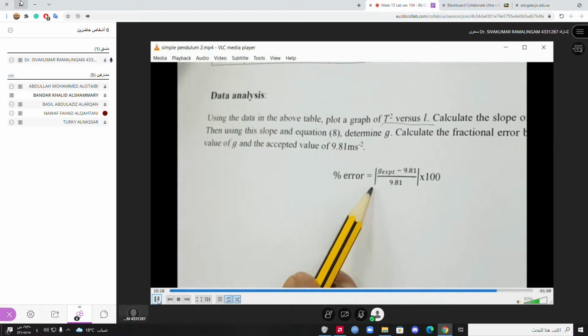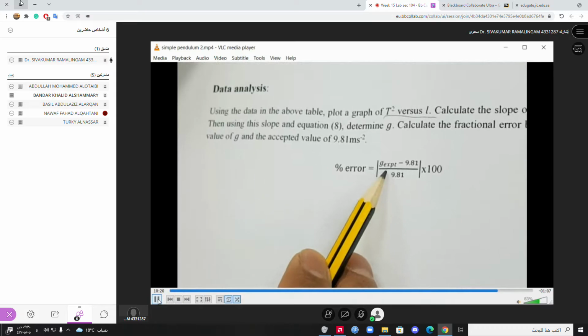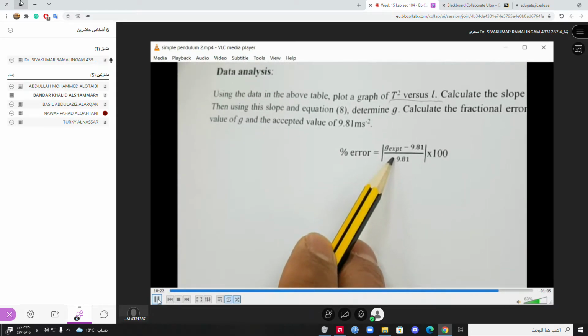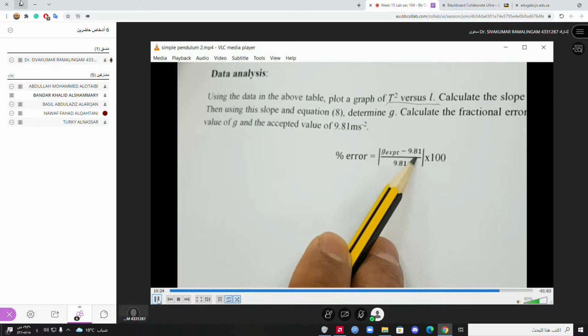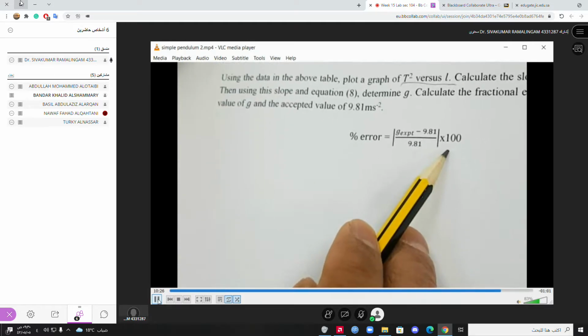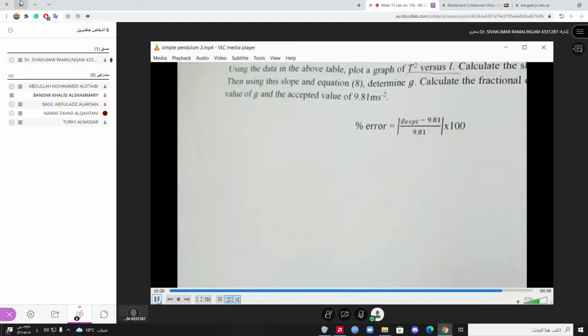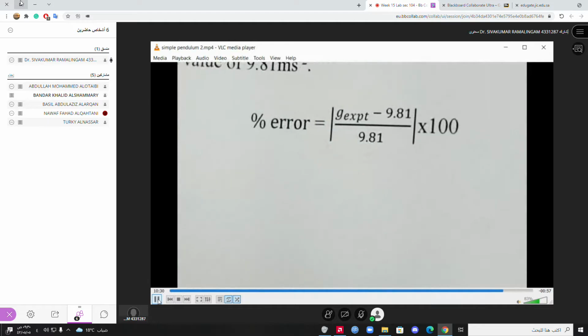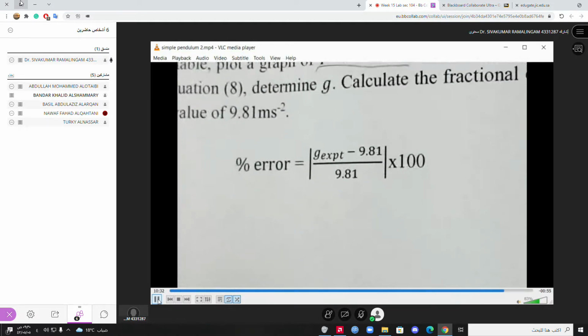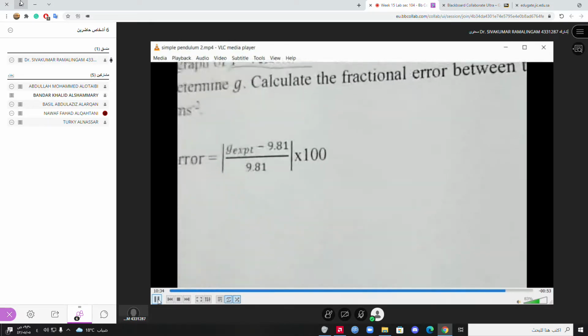And data analysis, percentage of error. The percentage of error in g: whatever experimental value I'm getting in the experiment, write it here, minus the expected value 9.81, divided by 9.81, into 100. And this gives you the percentage of error. I expect less than 5% error for this part.